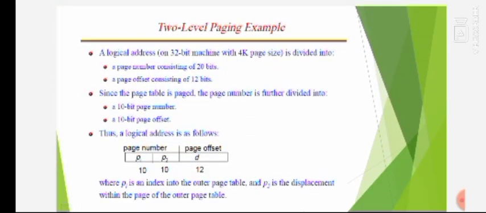Two-level paging example: a logical address on a 32-bit machine with 4K page size is divided into a page number consisting of 20 bits and a page offset consisting of 12 bits. Since the page table is paged, the page number is further divided into a 10-bit page number and a 10-bit page offset. Thus, the logical address is as follows. This is the page number, this is the page offset, where P1 is an index into the outer page table and P2 is the displacement within the page of the outer page table.